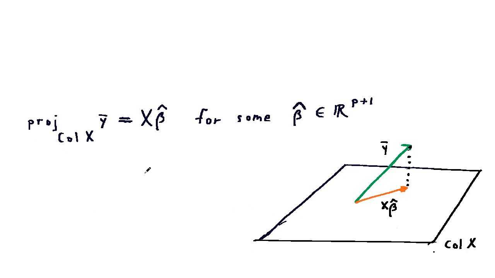Take a look at this graph here. This space down here is the column space of X. Here we have the vector y, and we're projecting that down onto the column space of X. That gives us something here, X beta hat, for some beta hat.